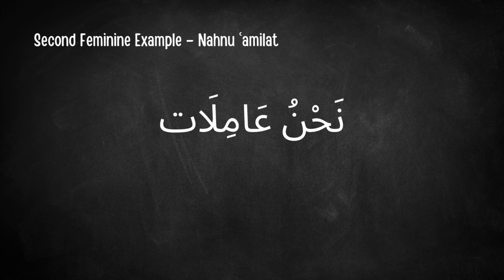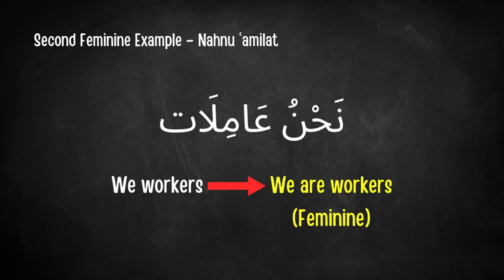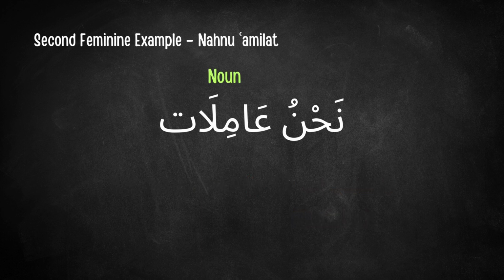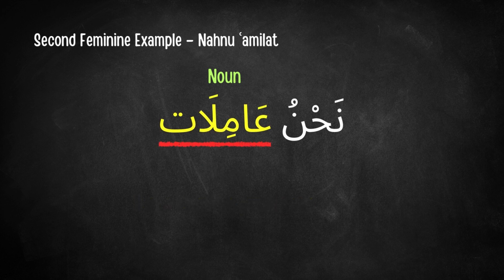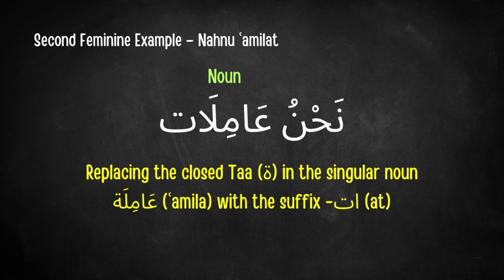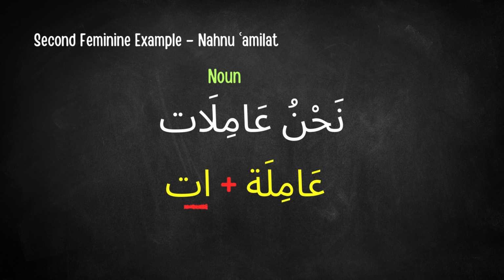Second example. نحن عاملات. نحن عاملات meaning we workers, but it is understood as we are workers. The noun عاملات means workers. It is a feminine plural noun. The noun عاملات is formed by replacing the closed ta in the singular noun عاملة with the suffix alif ta. عاملة plus alif ta replaces the closed ta, becoming عاملات.